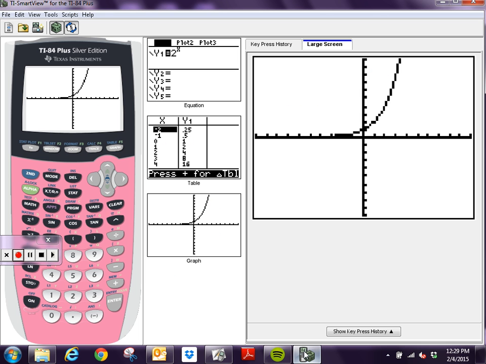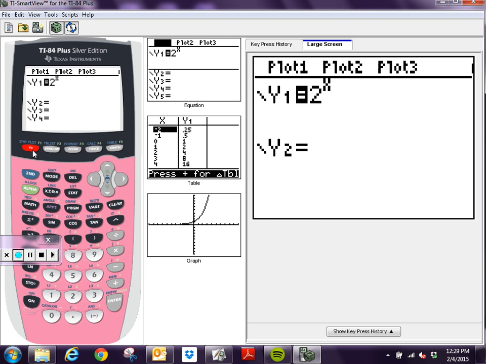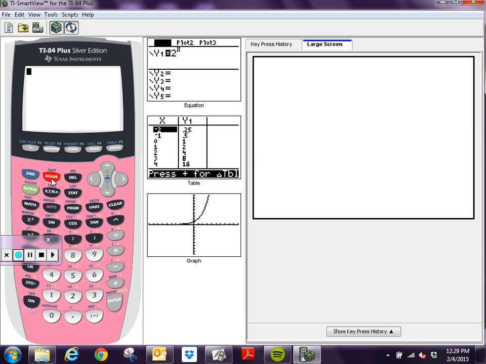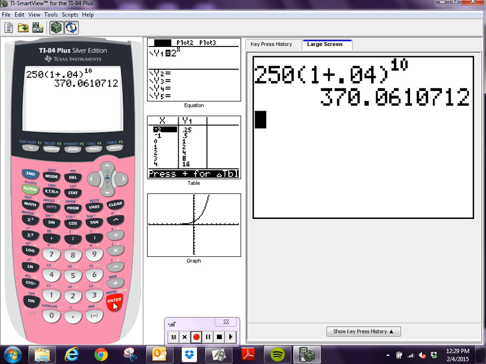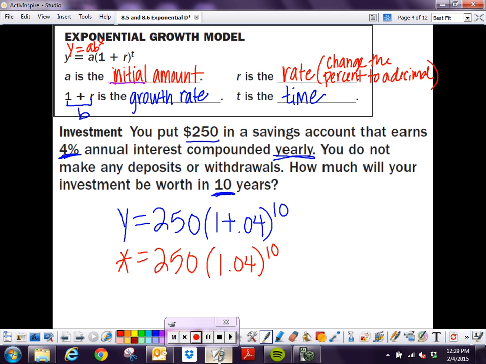Now we're going to plug this into our calculator. So go to your, not your y equals, not there. We're going to type our equation in. So we've got 250, 1 plus 0.04, or you can just type in 1.04. I just don't want to accidentally add those wrong, so I'm going to type in the original, and then to the 10th power. And there we go. There's the amount of money that we would have after 10 years, earning 4% annual interest compounded yearly. I'm going to round that to 2 decimal places because we're talking about money.